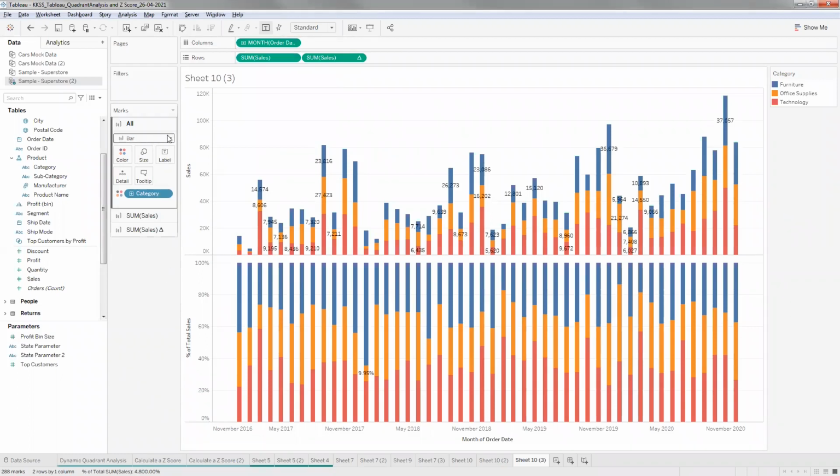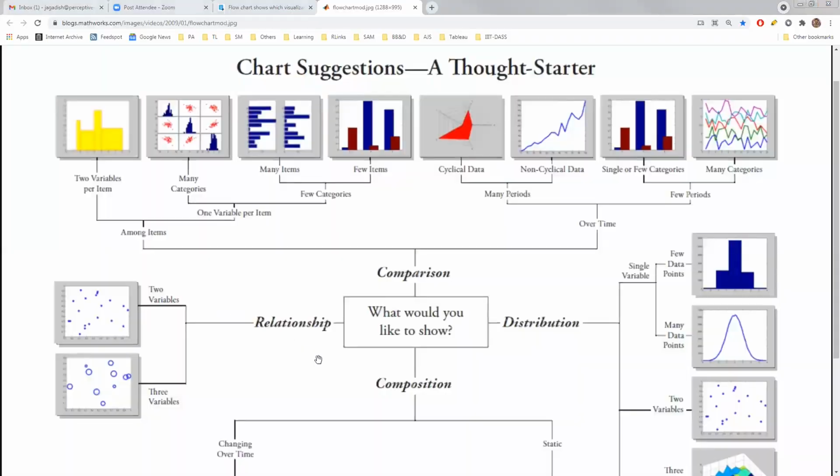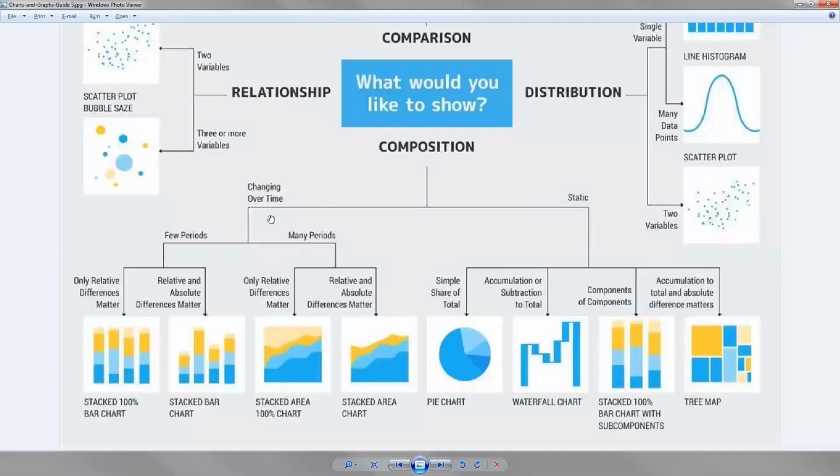So what they suggest is, when you have multiple periods to consider, you change from bar to area chart. So this kind of chart is more appealing, and also it's easy to interpret and read. On the top, again, the same conditions apply as in the previous charts, where it's showing both relative and absolute, whereas in the bottom chart it's showing only relative changes with respect to the other categories in that particular time period. So these are the four variants that are available under over time composition.